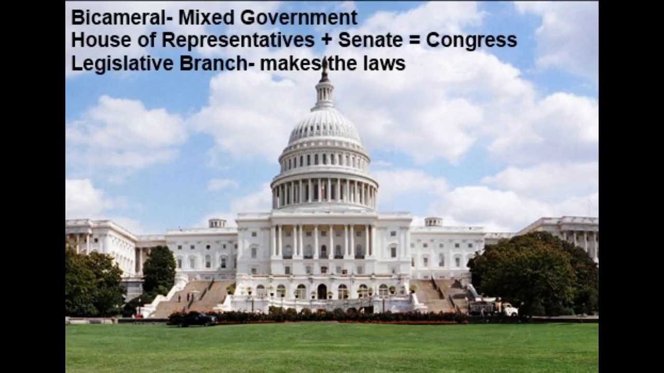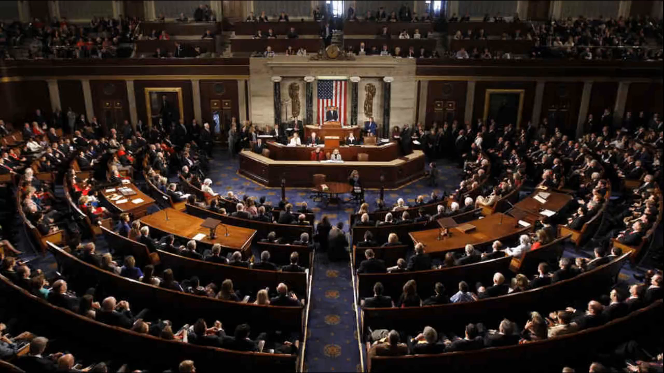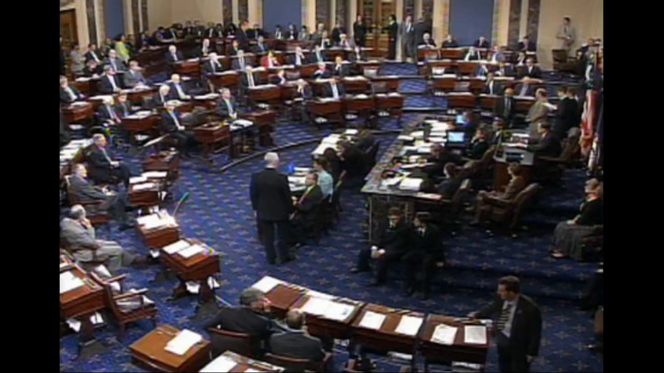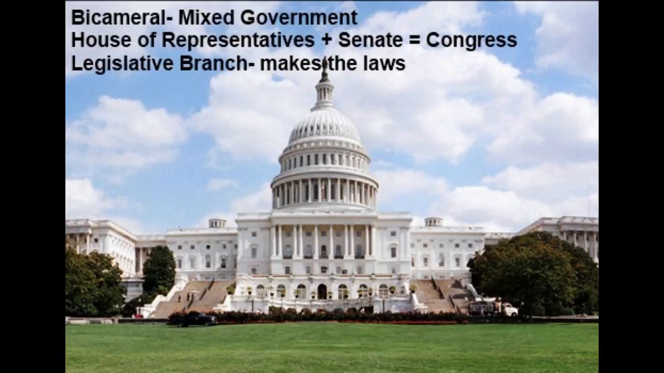Also, make sure you know that it is a bicameral system of government. Bicameral simply means a mixed government. Okay, that's an important vocabulary word. Bicameral means mixed government, and it is a bicameral house in that we have two separate houses that are considered part of the legislative branch of government. These two houses make up Congress. The Congress is made up of the House of Representatives and the Senate. So the House of Representatives and the Senate make up Congress, the lawmaking body of government, or the legislative branch of the United States government.